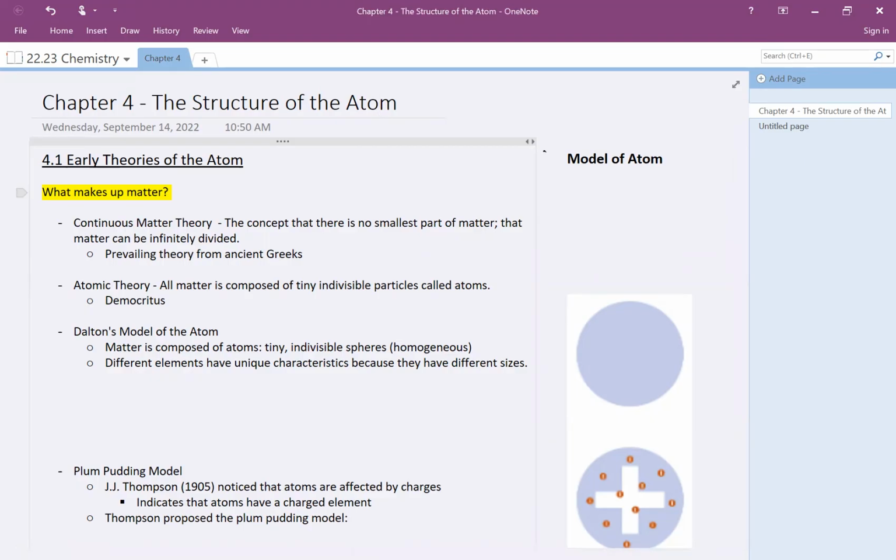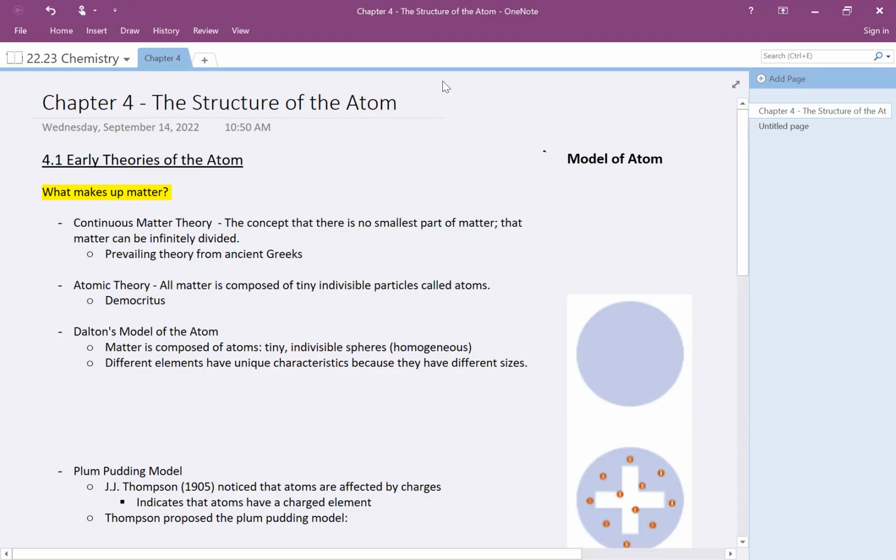And so for our early theories of the atom, we're actually going to start way back in ancient Greece, about 2000 years ago, maybe more. About 400 BC, this happened. And there were two prevailing theories. The first one was continuous matter theory. And this is the concept that there's not a smallest piece of matter. You can cut the matter in half and there's never a limit. And this was actually the theory that won out from the ancient Greeks.